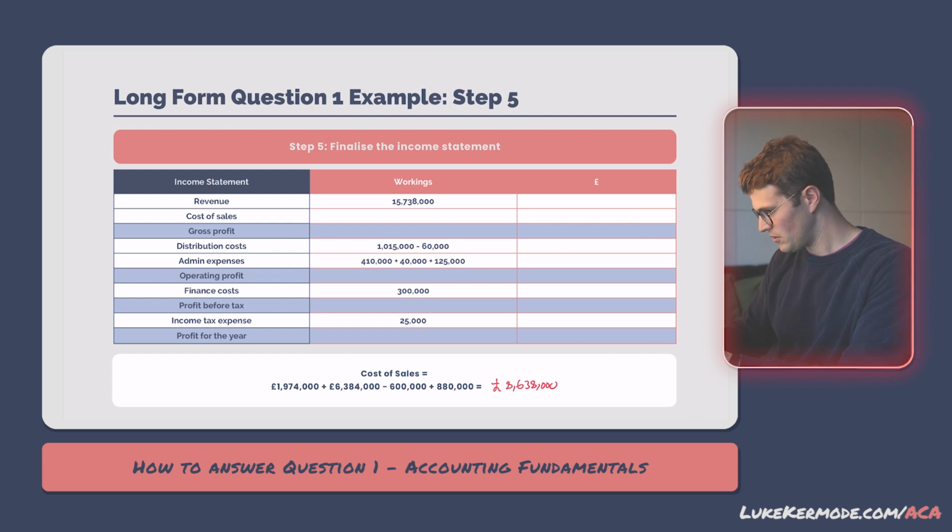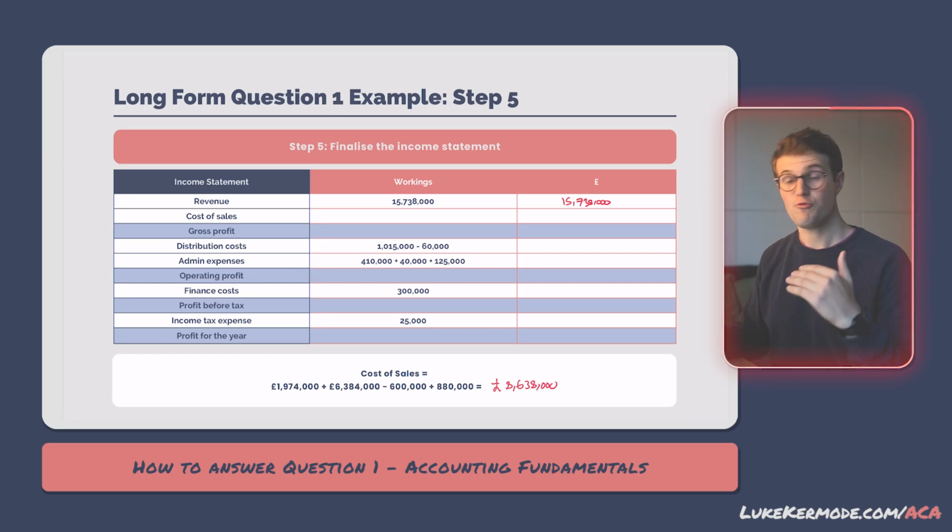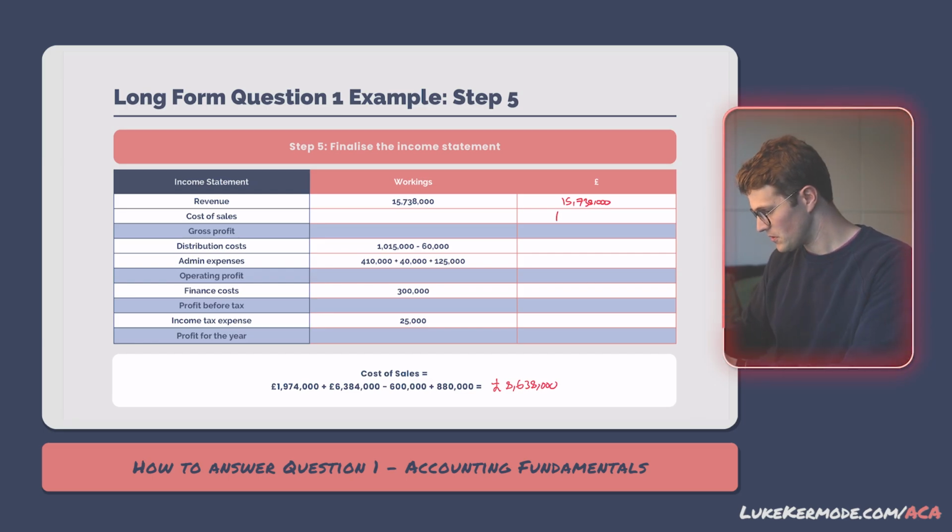Let's now move on to the income statement and start filling in the final column. We have revenue of 15,738,000 because there was no adjustments made to revenue. We have cost of sales of 8,638,000, which means we have a gross profit of 7,100,000.